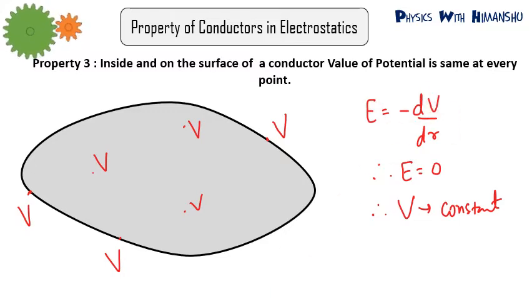Remember this thing: dV by dr is equal to 0. Differentiation of anything is 0 if that thing is a constant. So the value of potential is a constant, and the value will be the same at all the points inside the conductor and even on the surface. So on the surface also the value of potential will be V, and inside at every point the value of potential will be V.